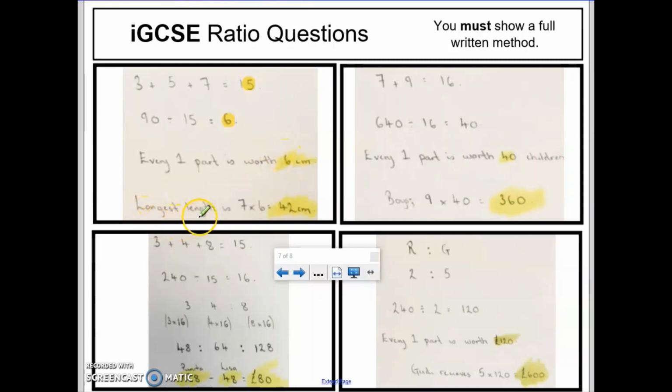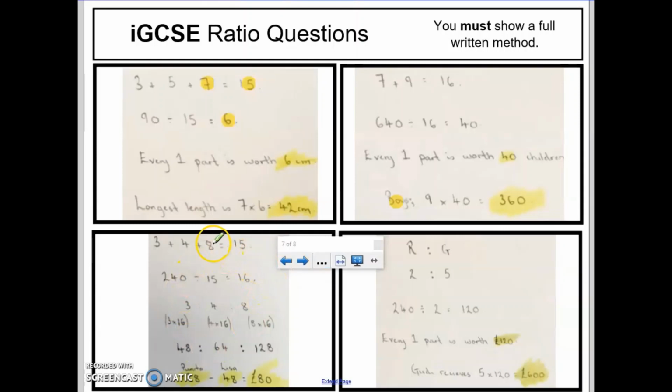The question asks us for the longest length. The longest length is, of course, the biggest part of the ratio, which is 7. So we do 7 times 6 to find out the longest length is 42 centimeters. Very similar question here. We do an addition, we do a division, and we do a multiplication. And the question's asking us about boys, so we use the boys part of the ratio, 360.